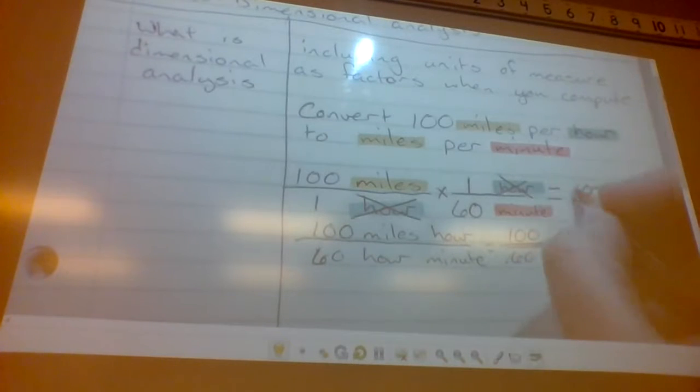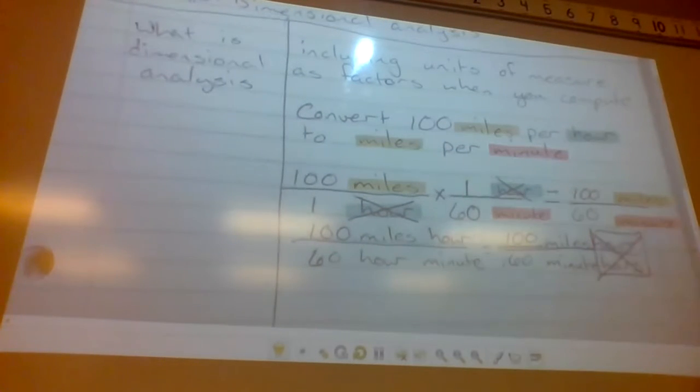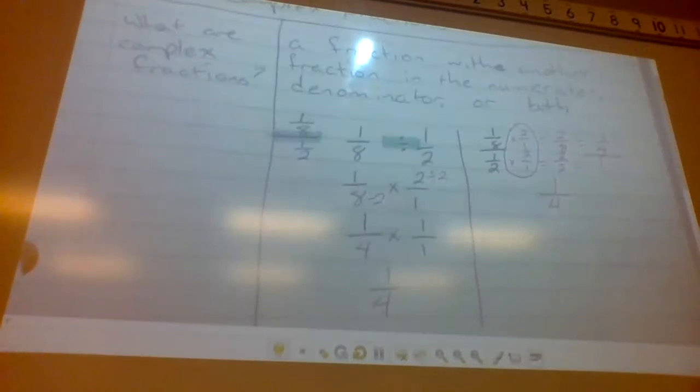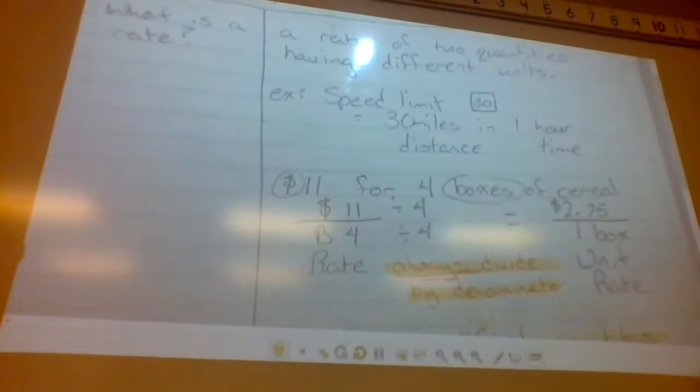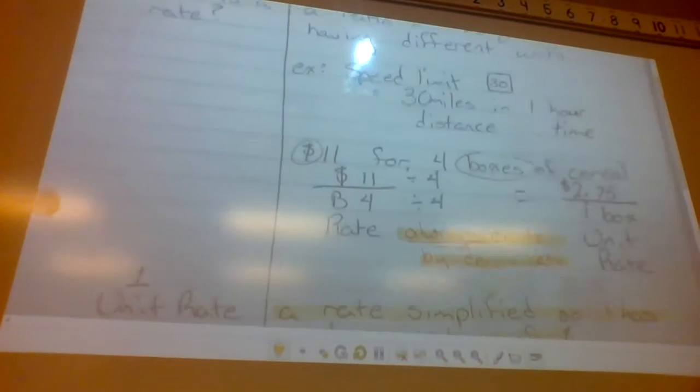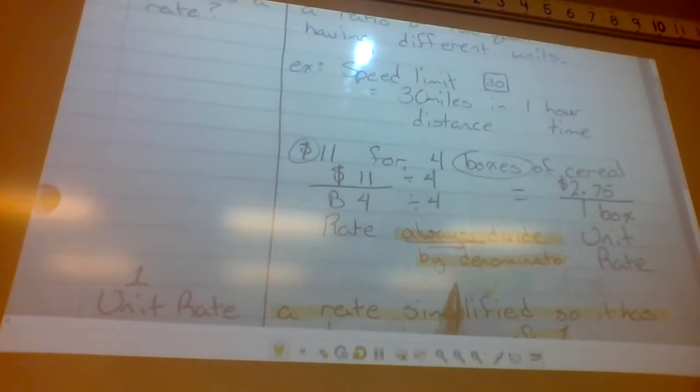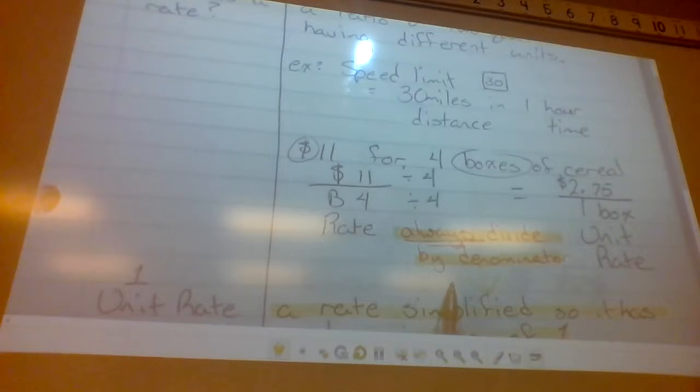We have 100 miles over 60 minutes, but I don't like that. Simplify by what? What were we doing last week? Let's turn back in the notes. It was last Thursday. What did we say? It's a rate. We're not working with fractions, we're working with rates right now.